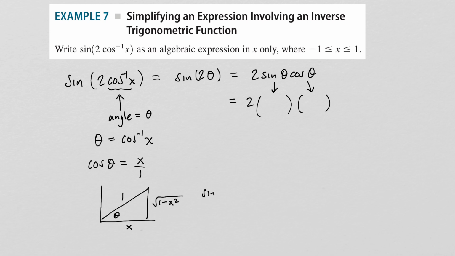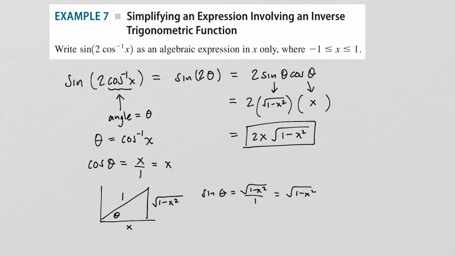And that means the sine of theta will be the square root of 1 minus x squared over 1, which is the square root of 1 minus x squared. And again, we already know the cosine of theta is just x. So this becomes the square root of 1 minus x squared, and this becomes x. And then we can rewrite our final answer like this.